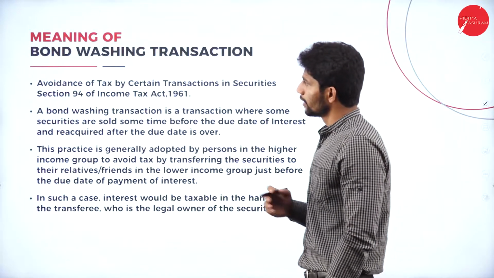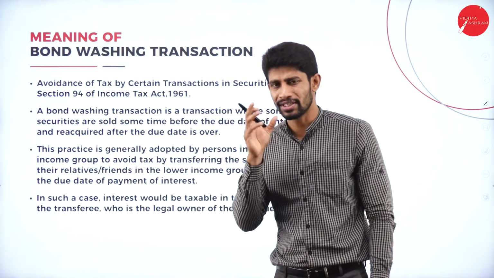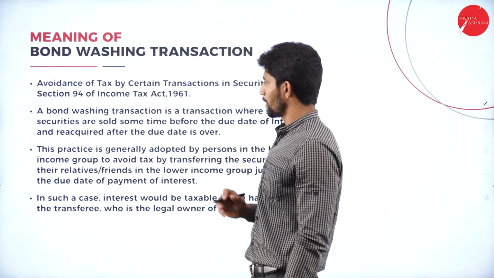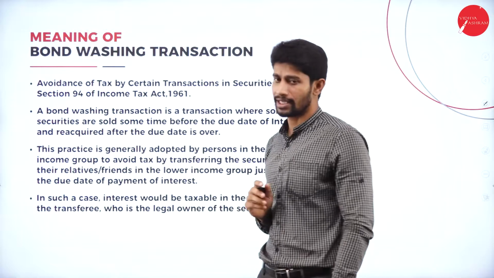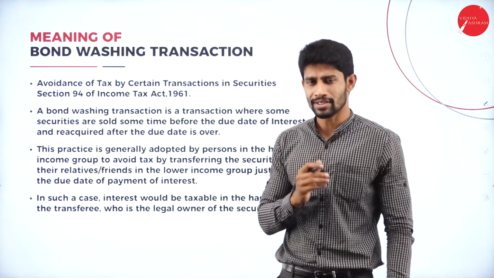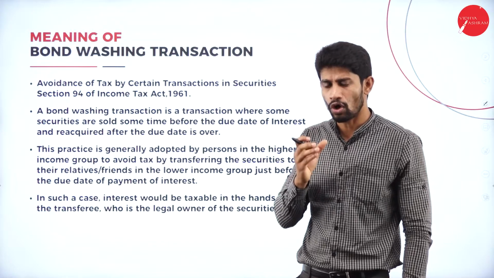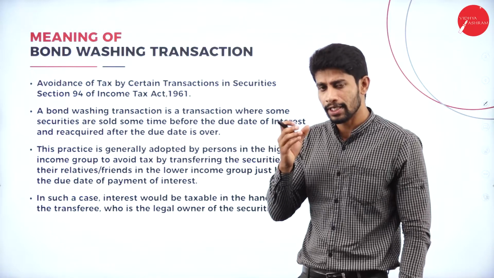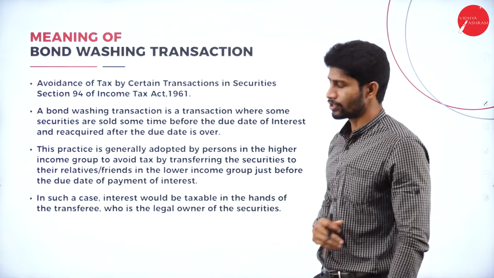So moving on, meaning of bond washing transaction. Yes, we have a concept called bond washing transaction with respect to income from other sources. Avoidance of tax by certain transactions in securities, Section 94 of the Income Tax Act 1961. Securities are nothing but bonds or shares like that. So to avoid the tax, they do some transactions at the end of the year. That is what relates to bond washing transactions.